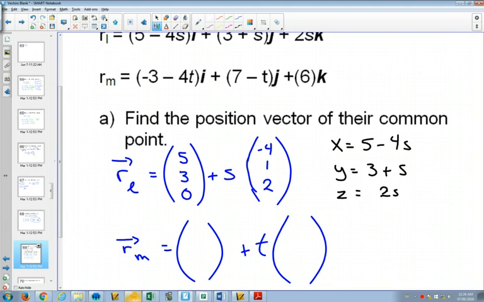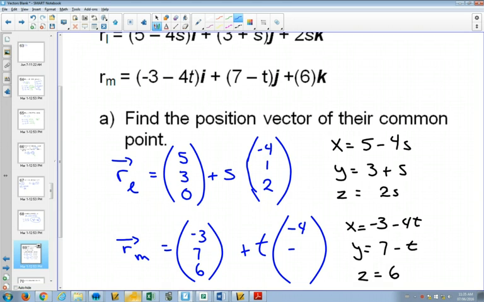And in our second equation, we have an x coordinate of -3 minus 4t, a y coordinate of 7 minus t, and our z coordinate is just 6. So a point that it passes through would be -3, 7, and 6. And t is getting multiplied by -4, -1, and 0.